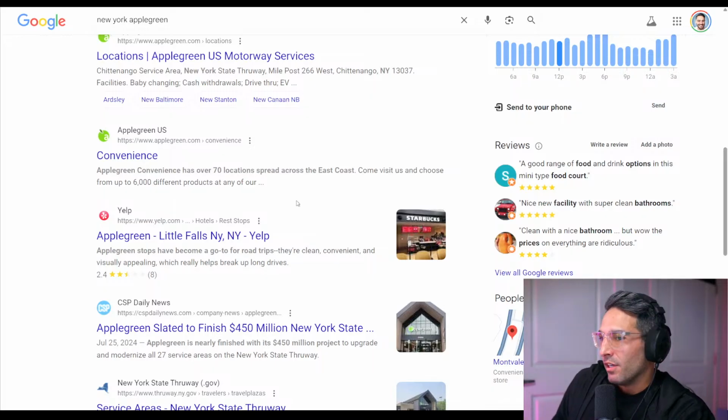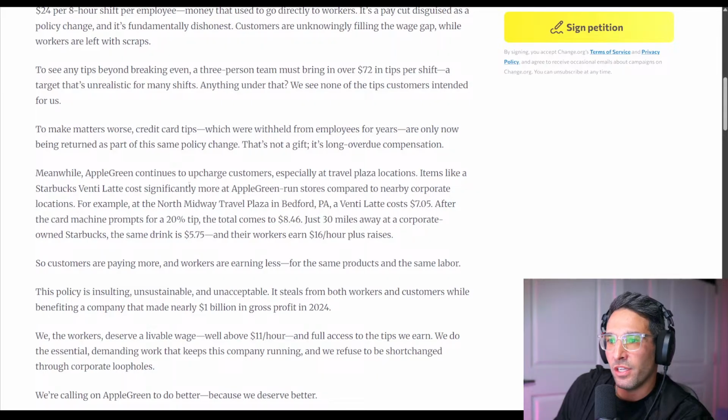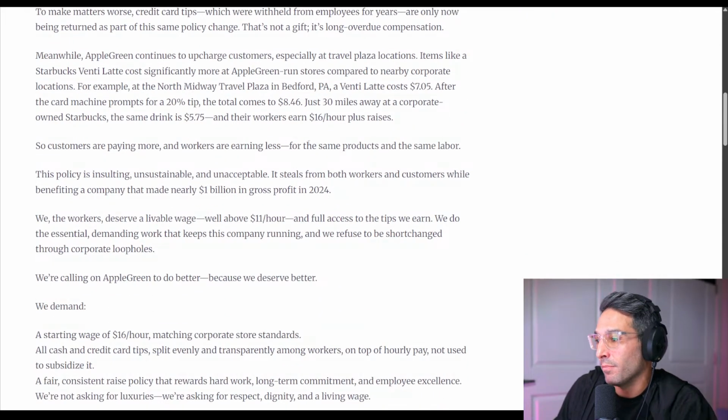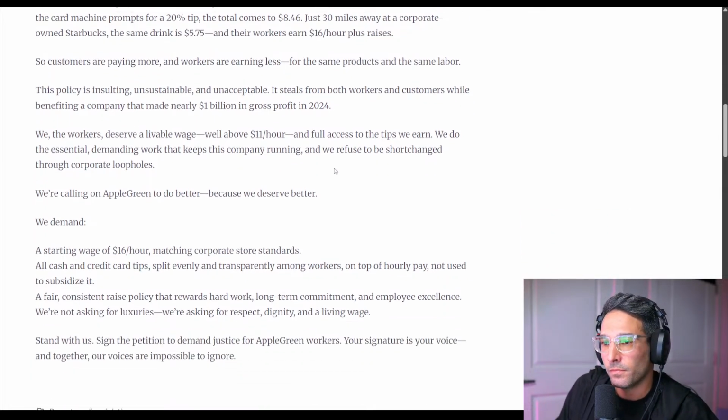Will Applegreen be Duncan's? That's actually a great question, because within this here, they're using Starbucks. Meanwhile, Applegreen continues to upcharge customers, especially at Travel Plaza locations, items like the Starbucks Venti. So there you go, there's Starbucks. Now, this is, for example, at the North Midway Travel Plaza in Bedford, Pennsylvania. So it looks like Applegreen has Starbucks in New York.